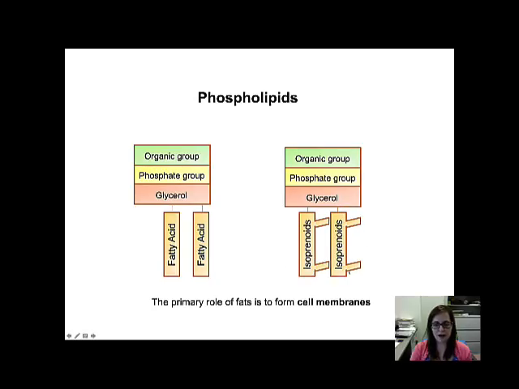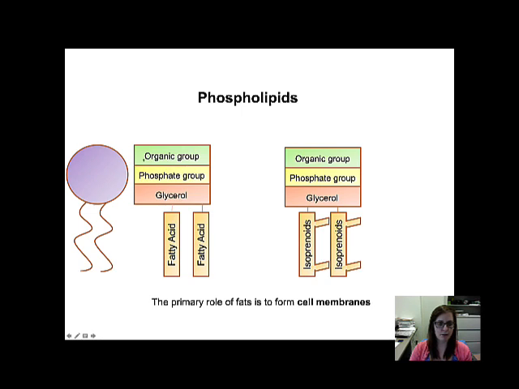And you'll find these phospholipids in the cell membrane of those cells. So this is going to make up the membrane of the cell, right? What kind of separates the outside from the inside. And sometimes instead of drawing this out, we represent this whole region here, this organic group, this phosphate group, and this glycerol as this circle for the polar region.